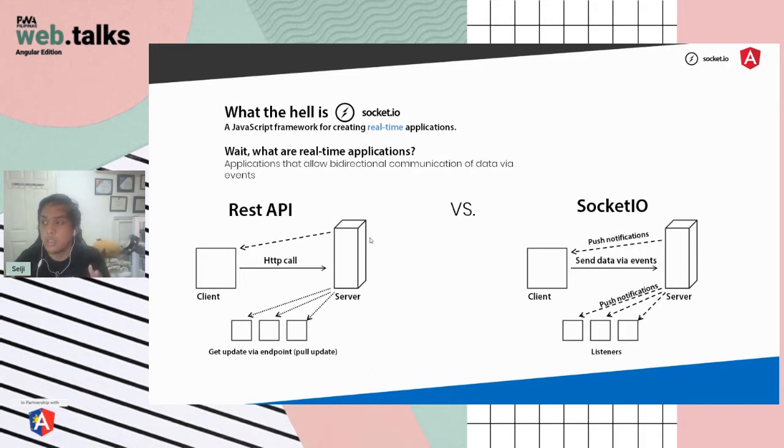On the other hand, Socket.io allows bidirectional data. If the client sends data via events or actions, this will allow the server to push back all the updated data or any commands to other clients or front end applications that are connected to the server. So this is the main difference between REST API and Socket.io.